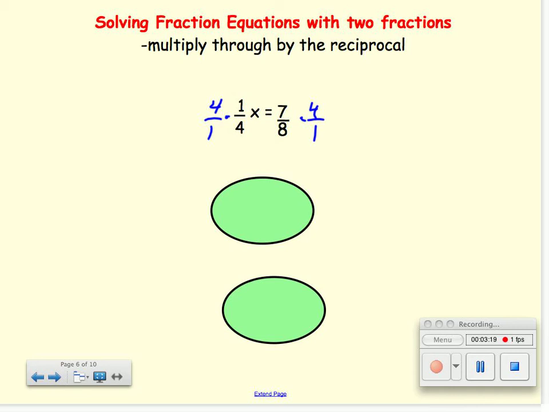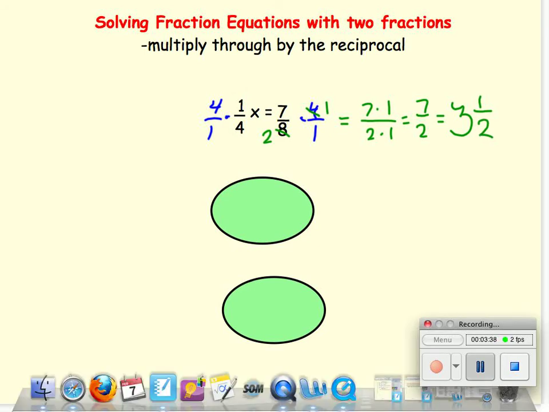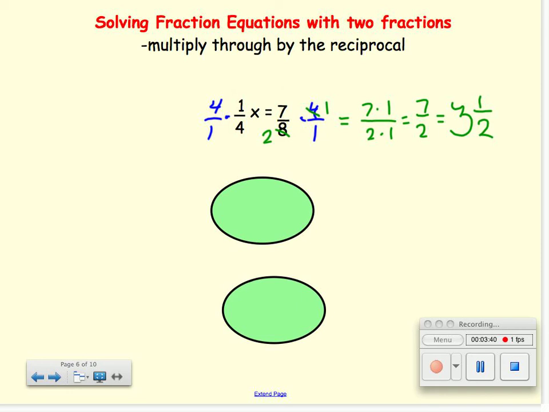Cross simplify. 4 and 8 share that factor of 4. I turn this into 7 times 1 over 2 times 1, which is 7 over 2, which is 3 and 1/2. Okay, my next step, I'm going to do one more example.